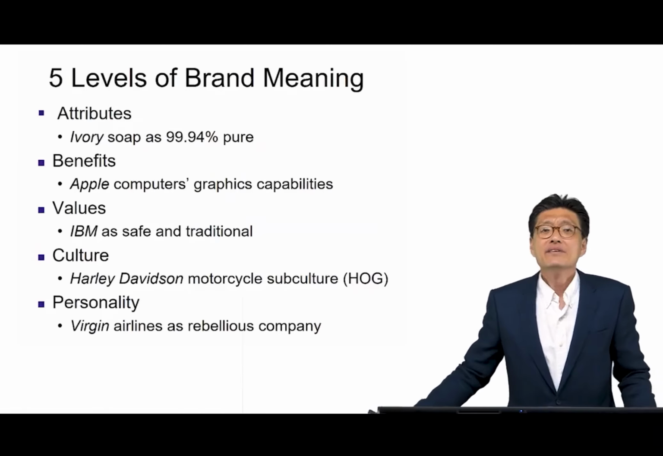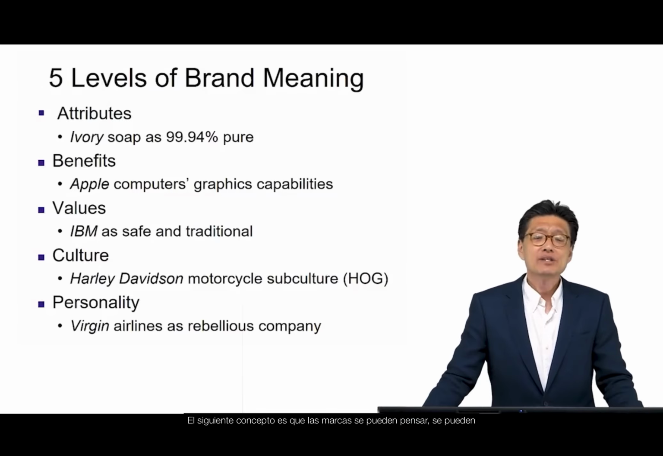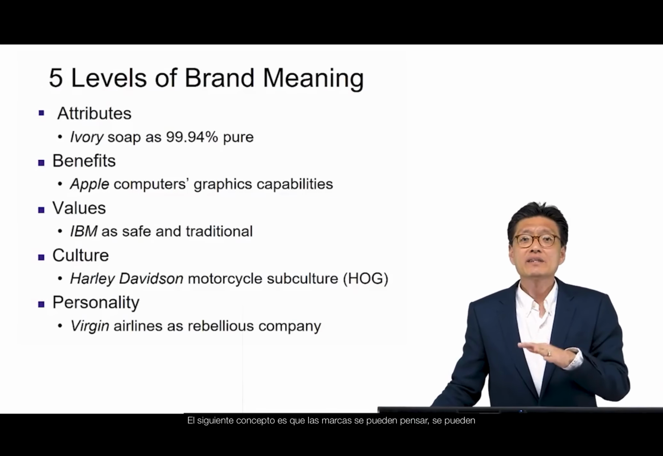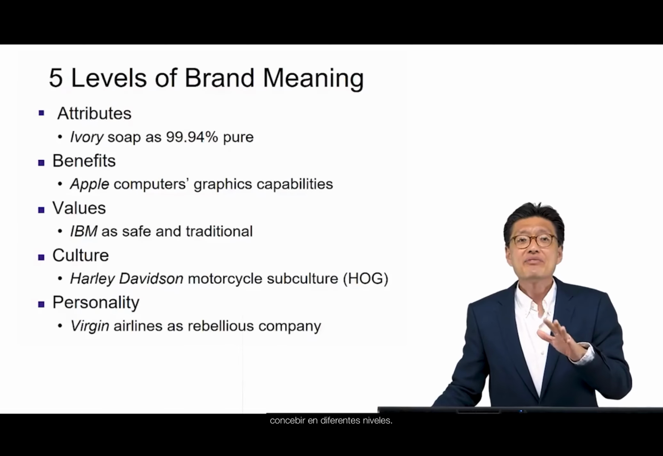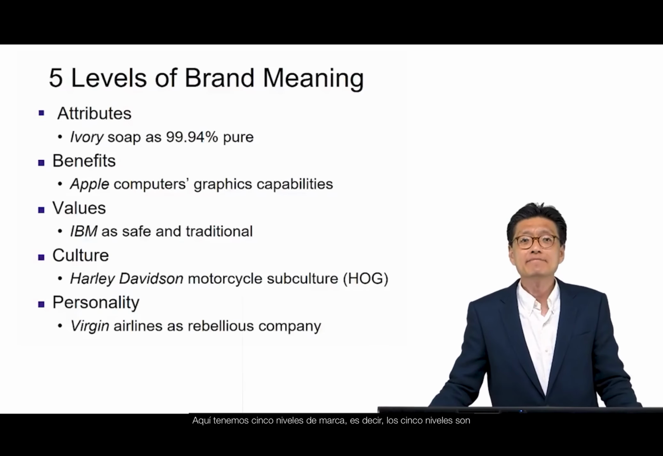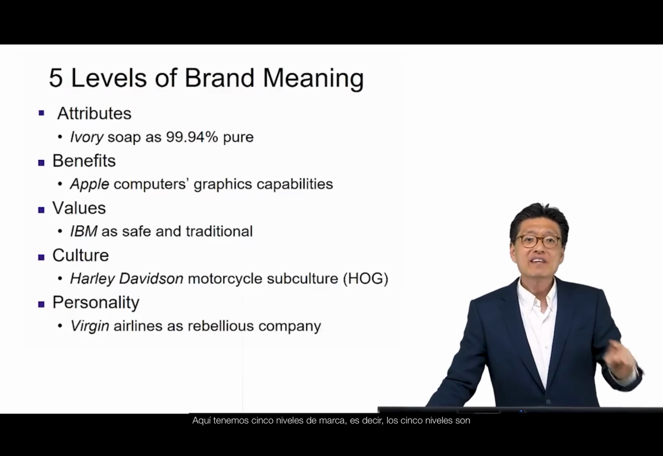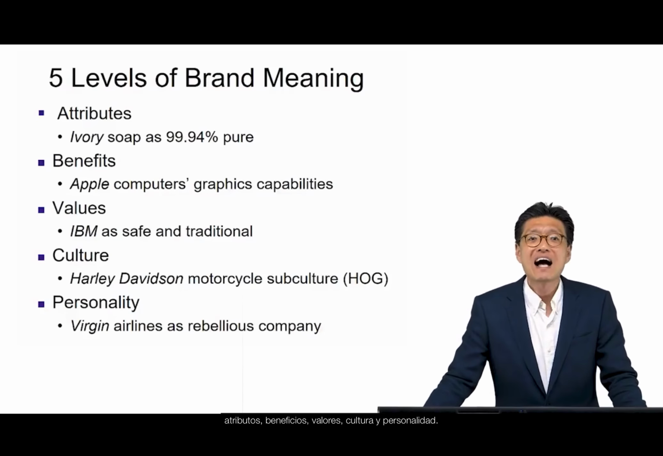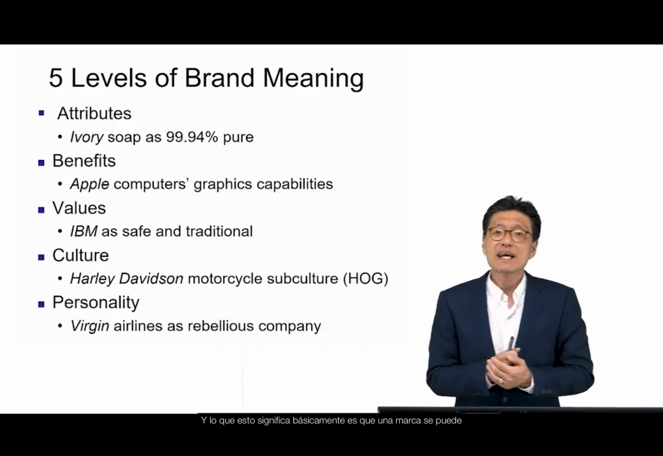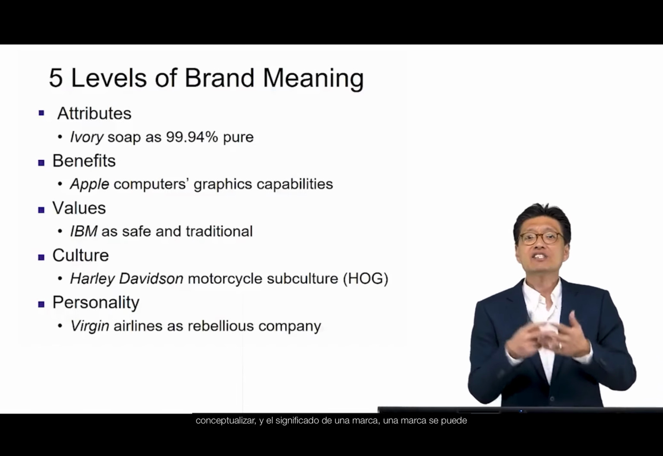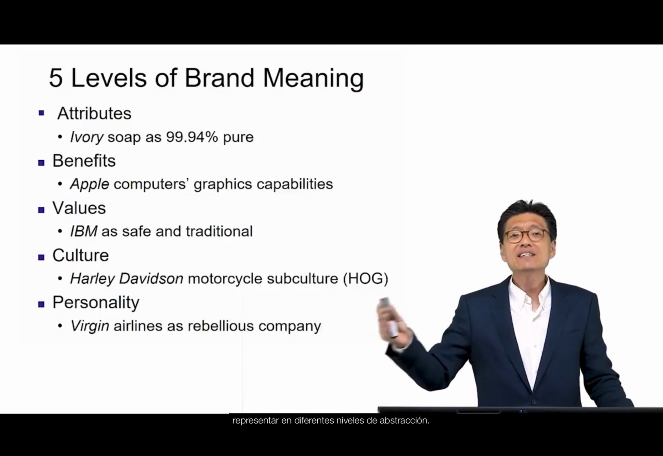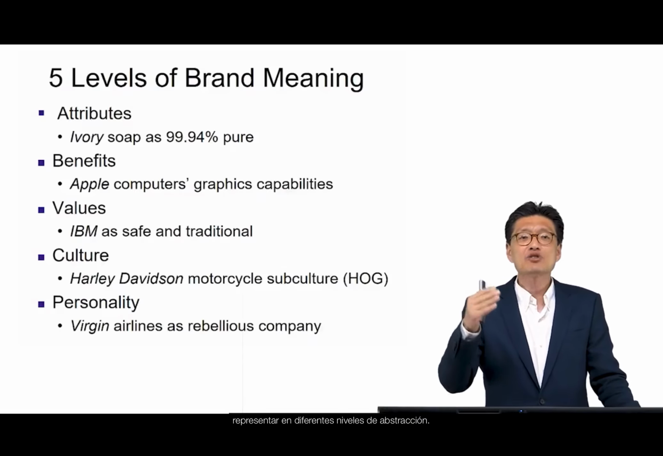Okay, the next concept is that brands can be conceived of at different levels. So here we have five levels of brand meaning. The five levels are attributes, benefits, values, culture, and personality. And what this basically means is that a brand can be conceptualized, and the meaning of a brand can be represented, at different levels of abstraction.